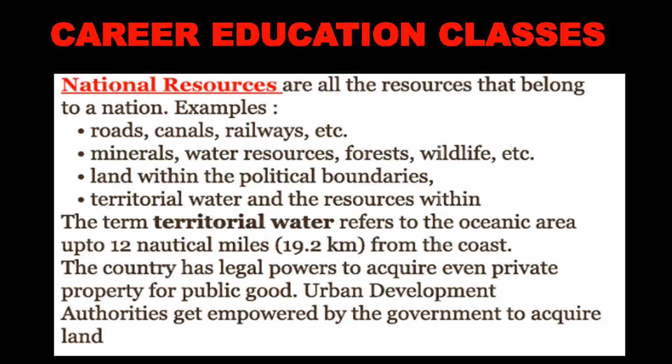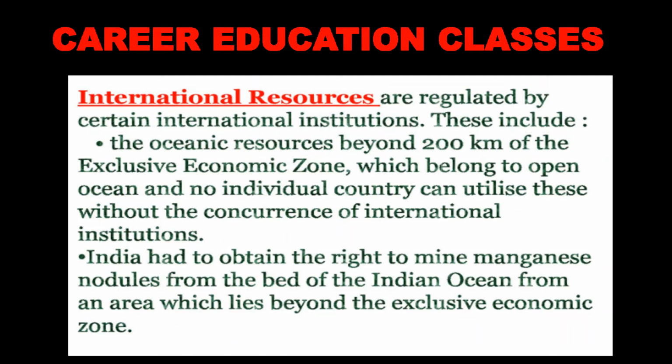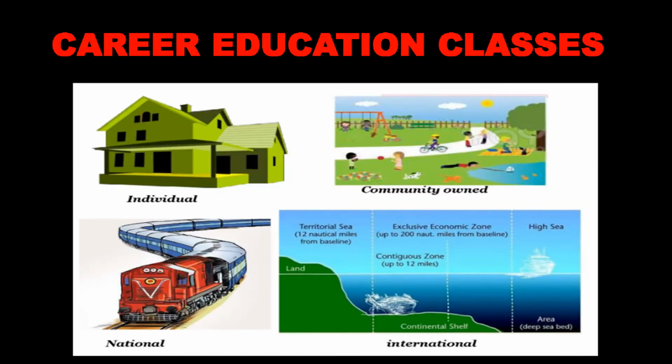We'll move to national resources, the resources which any country possesses, whether roads, canals, railways, minerals, water resources, forest, wildlife, etc. All this comes under national resources. International resources are owned by international institutions. For example, every country near the oceans is given 200 kilometers of exclusive economic zone, beyond which the ocean is an international resource. Thus, on the basis of ownership, we have individual, national, community and international resources.